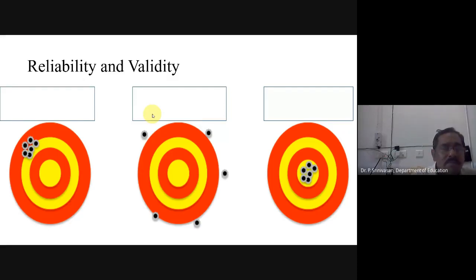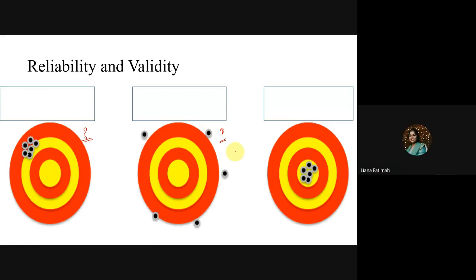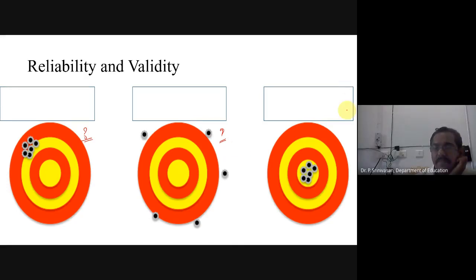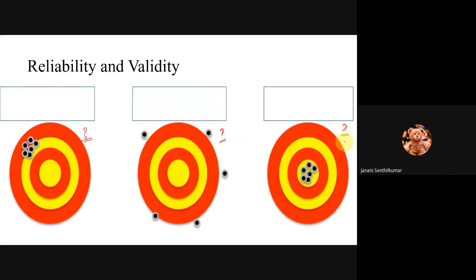Now there are three diagrams before you. You have to tell me about the reliability and validity of them. What about the first diagram? Reliable. What about the second diagram? Neither reliable nor valid. Yes, correct. The third diagram? Reliable and valid, both. Okay.